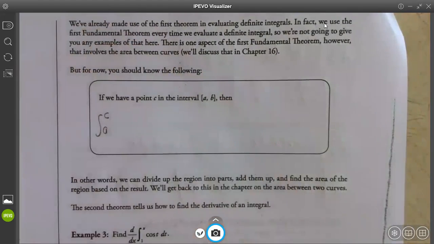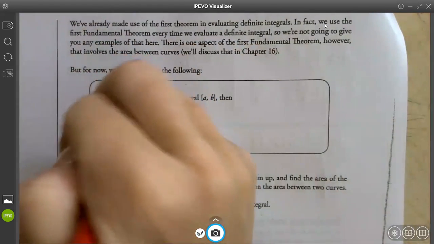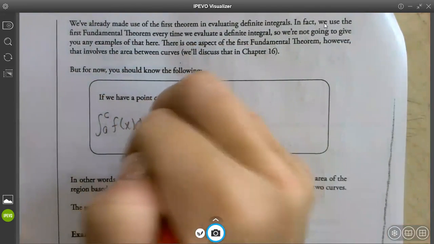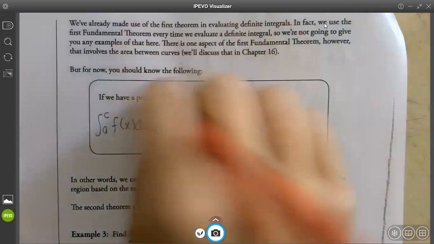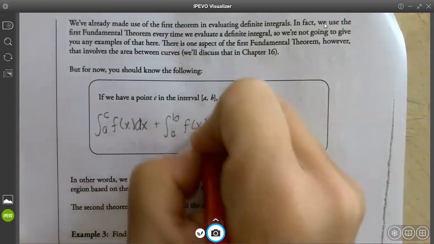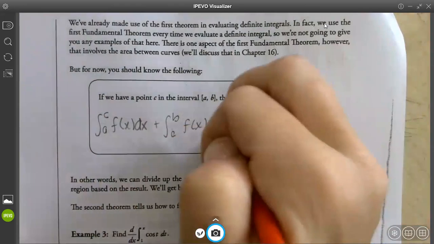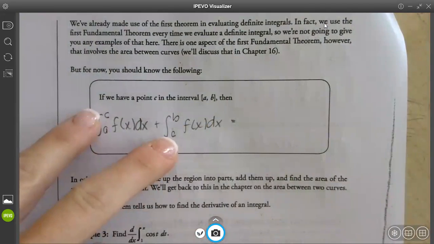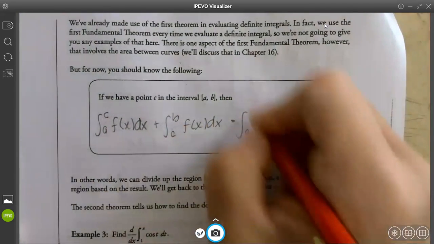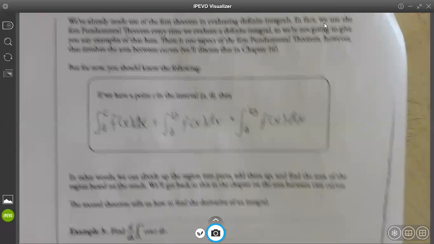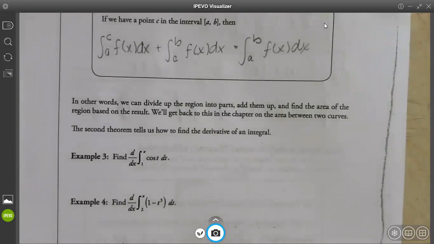If you have the integration from a to c of f of x dx plus the integration from c to b, fix it, c to b of f of x dx, because these two are the same, the top on this one, the bottom on this one, you can rewrite it as the integration from a to b of f of x dx. All right, so these next couple are really easy.